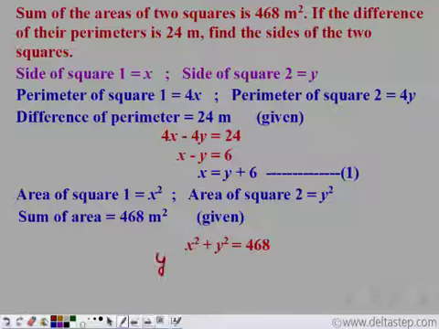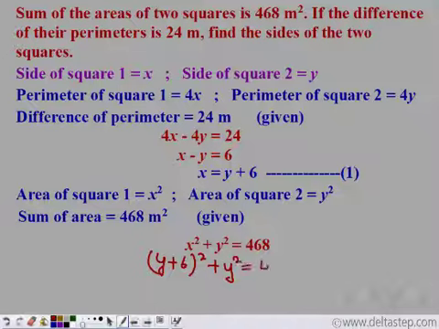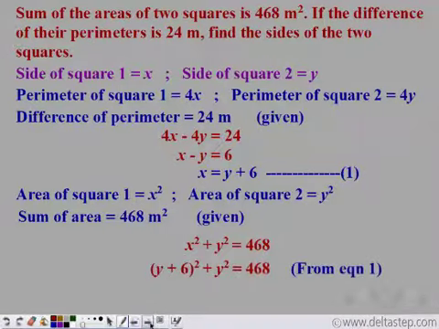We get (y plus 6) whole square plus y square equal to 468. This is what we have. So from this equation, we get (y plus 6) whole square plus y square equal to 468. Now let us simplify this. The left hand side, (y plus 6) whole square. Using (a plus b) whole square equal to a square plus 2ab plus b square.